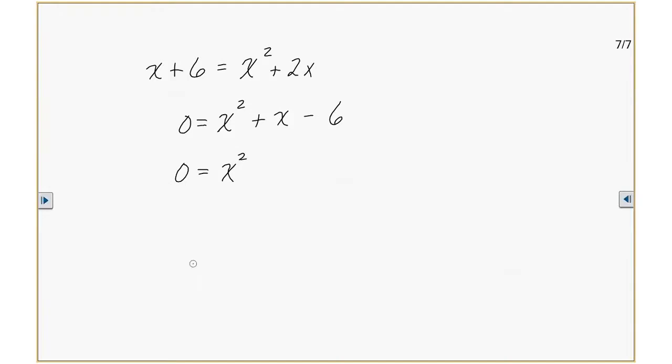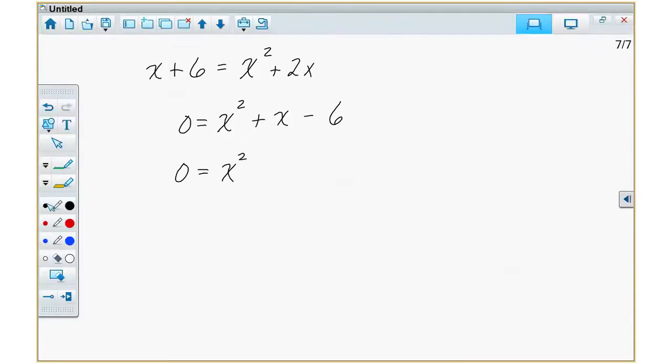I'm sorry. I was going to do complete the square. Oh, come on.